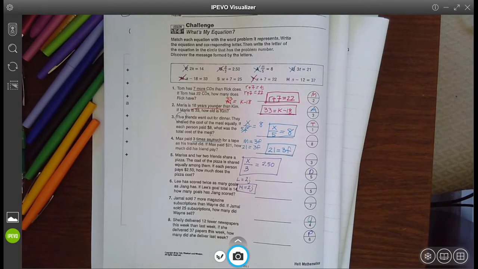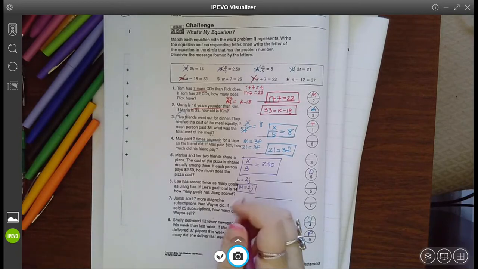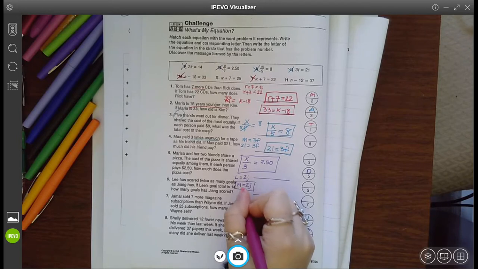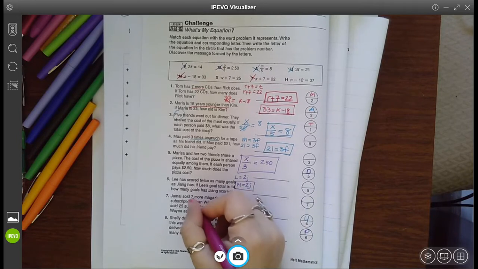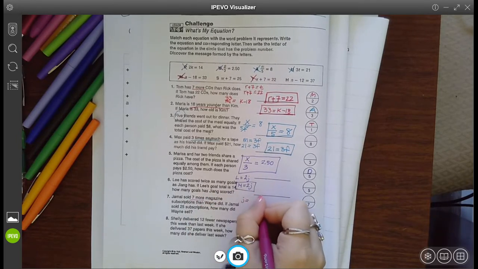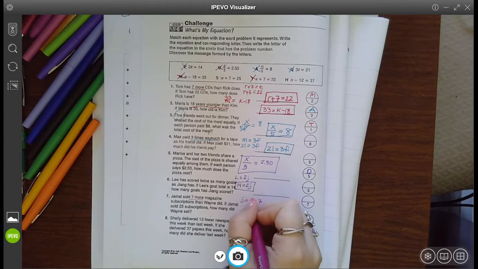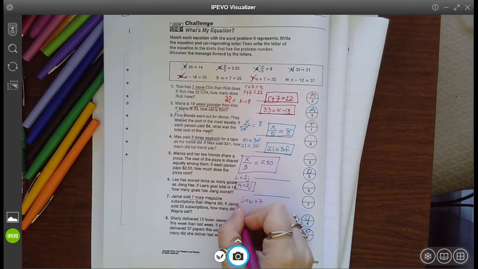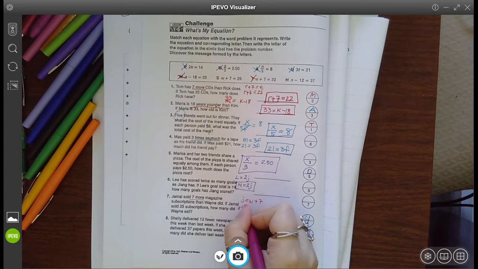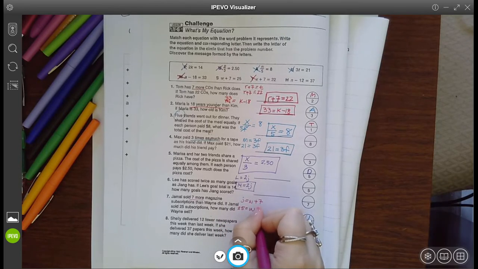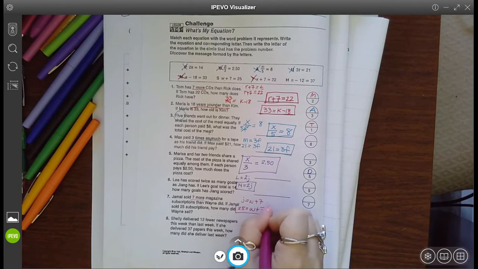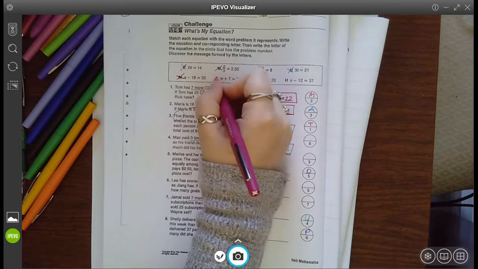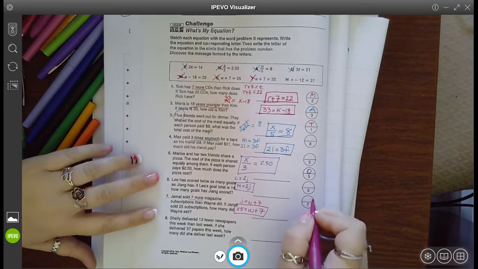It says Jamal sold 7 more magazine subscriptions than Wayne did. So Jamal is equal to 7 more. So 7 more than what? Than Wayne. If Jamal sold 25, so I'm going to replace Jamal with 25, and then my variable left is Wayne, and that's who I want to solve for. So there we go. Which equation looks like that? That one looks like this one, S. So 7 is S.